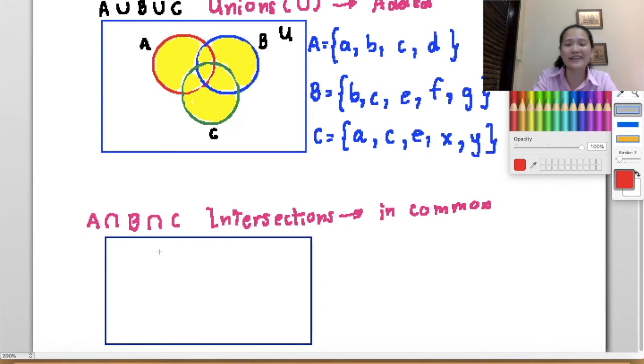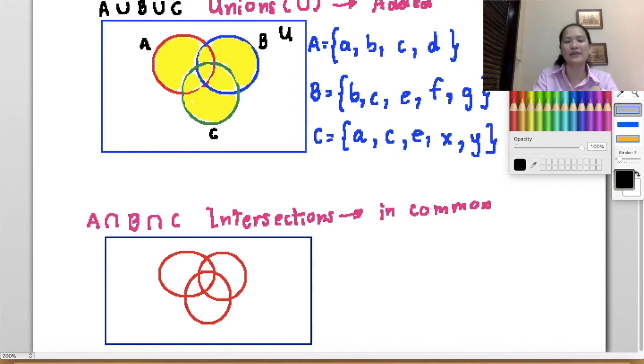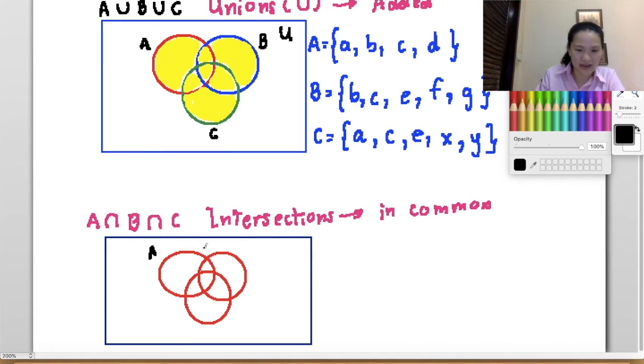Normally they use a set that looks like a circle, but a set could be any shape. Okay, and this one. And I label them A, B, C. Now we come to intersect.